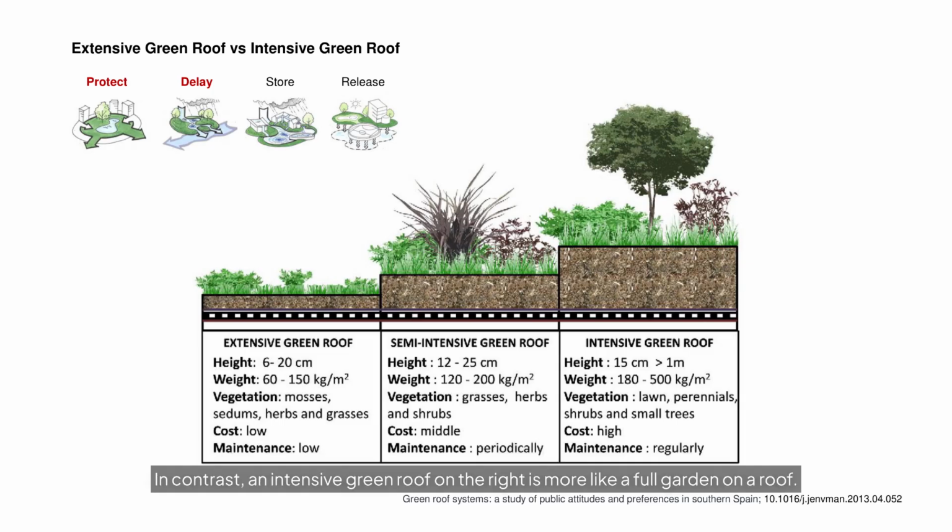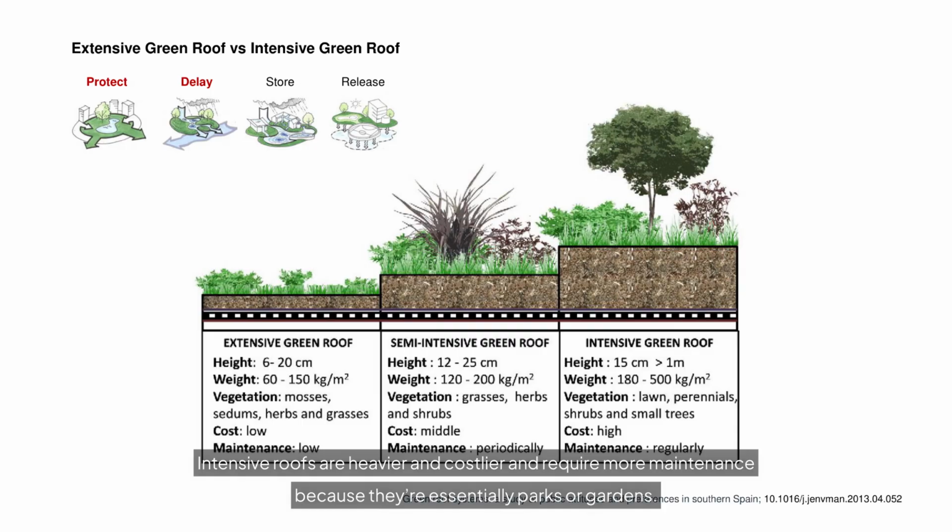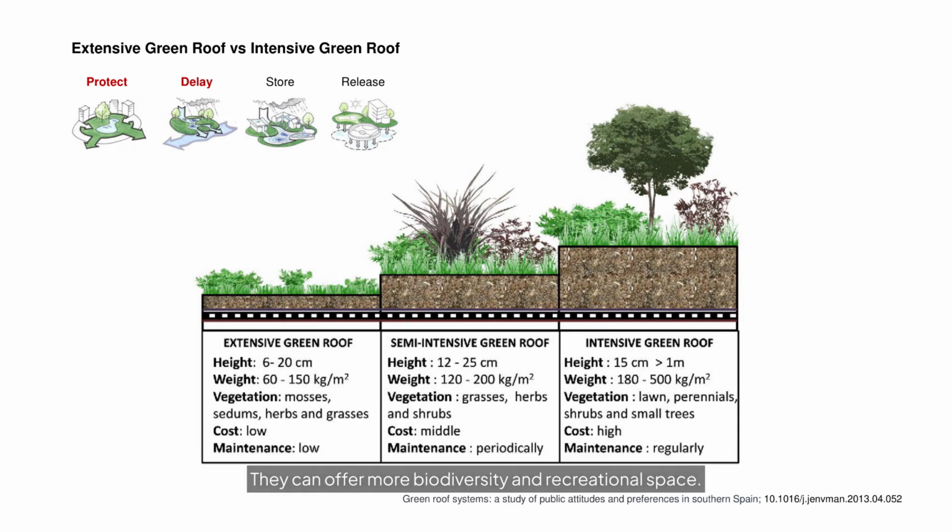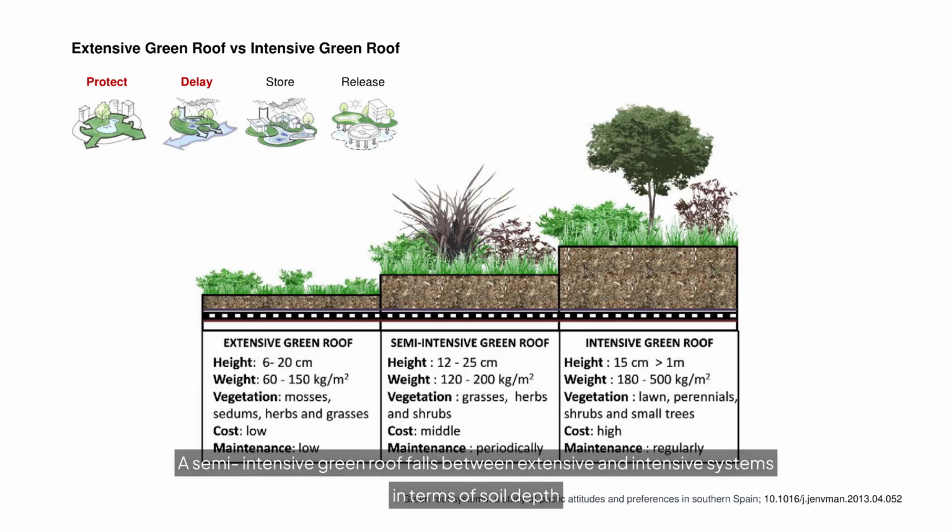In contrast, an intensive green roof on the right is more like a full garden on a roof. It has deeper soil to support shrubs or even trees. It often is designed to be accessible for people to enjoy. Intensive roofs are heavier and costlier and require more maintenance because they're essentially parks or gardens. They can offer more biodiversity and recreational space. A semi-intensive green roof falls between extensive and intensive systems in terms of soil depth and vegetation size.